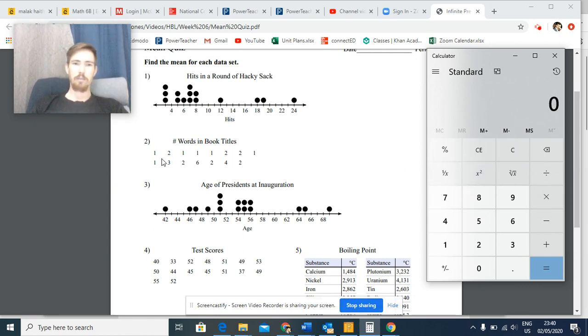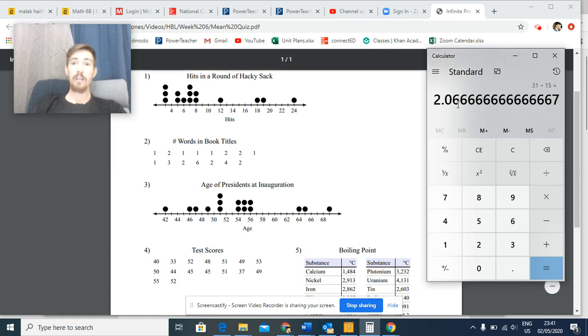So for example, number 2, let's just add all these up together. We have 1 plus 2 plus 1 plus 1 plus 1 plus 2 plus 2 plus 1 plus 1 plus 3 plus 2 plus 6 plus 2 plus 4 plus 2 equals 31. And then we divide that by the number of entries. We had 2, 4, 6, 8, 10, 12, 14, 15 entries. So we divide by 15, and that gives us 2.06.